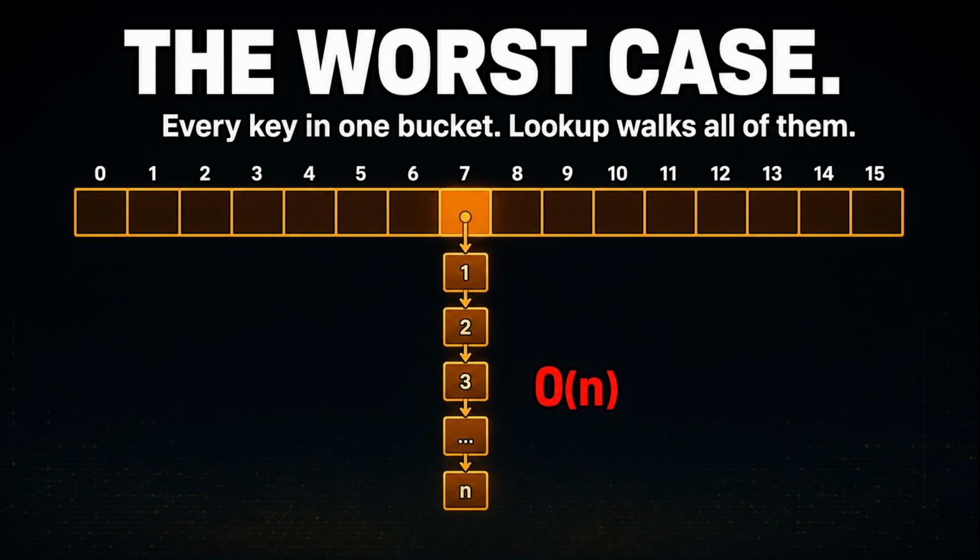So is hash table lookup actually O(1)? Technically, no. If your hash function is bad and every key lands in the same bucket, the chain at that bucket grows to n entries and lookup walks all of them. That is O(n). The worst case of hash table lookup is the same as walking an array from the front.